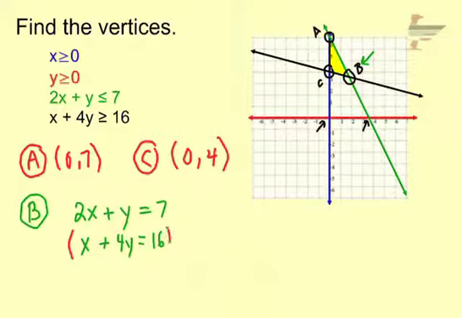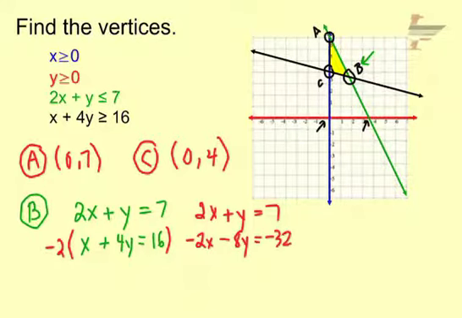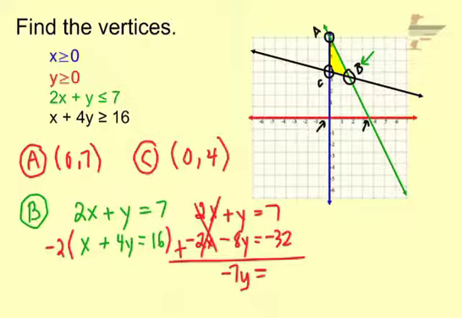I'll go ahead and multiply the bottom by 2 so we can eliminate the x's. And we have 2x plus y equals 7, and now we have negative 2x minus 8y equals negative 32. We add these two equations together, the x's eliminate. y plus negative 8y is negative 7y equals 7 plus negative 32, which is negative 25. Divide both sides by negative 7, and we have y is equal to 25 sevenths.